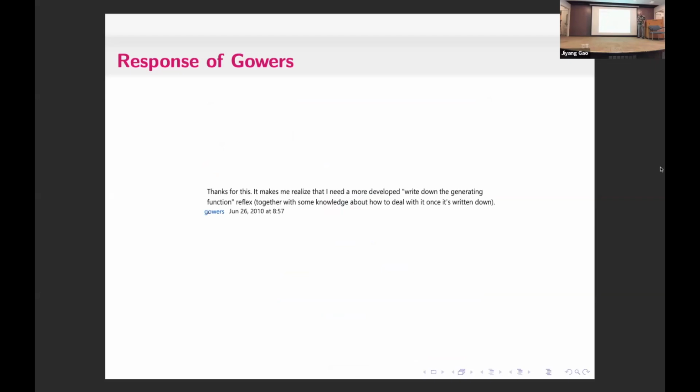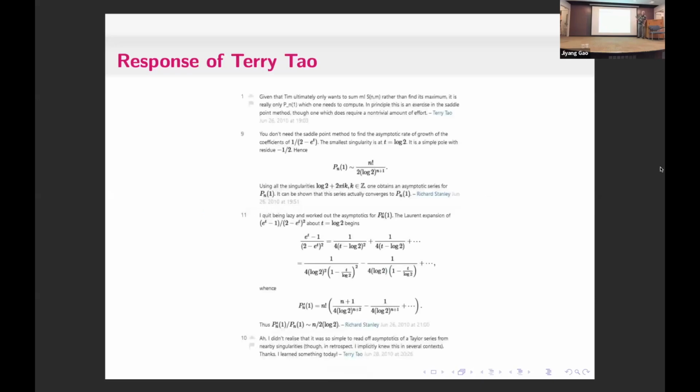Okay, so the first famous mathematician involved in this, Harry Hardy, has a picture about figuring out the asymptotics of this f(n) and this P_n'(1) divided by P_n(1), and he said that you could do this. In principle, this is an exercise in the saddle point method, one which does require a non-trivial amount of effort.